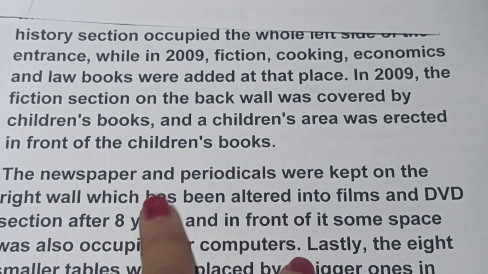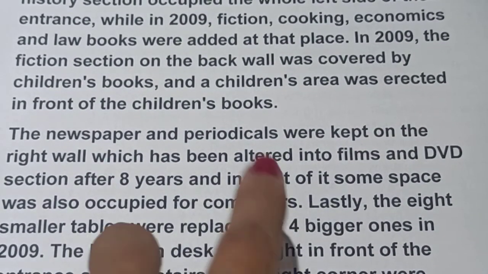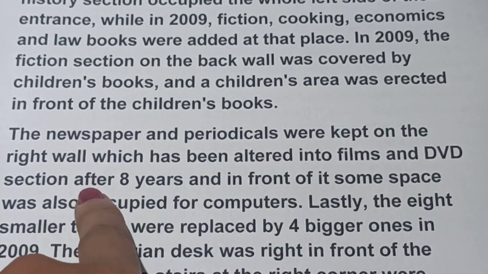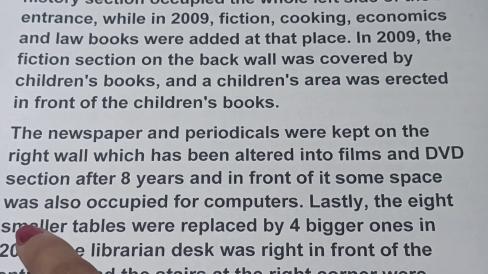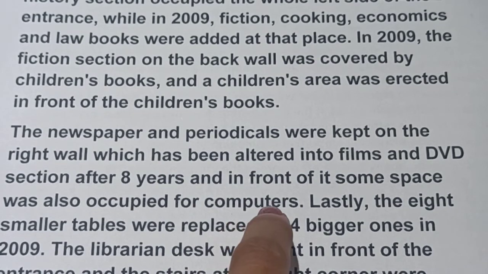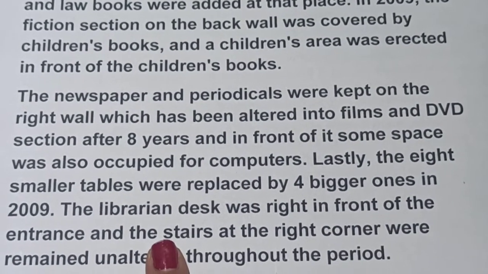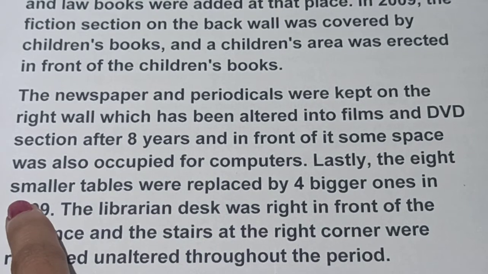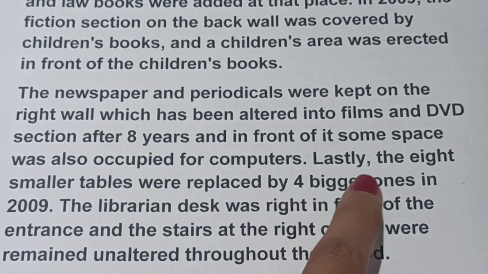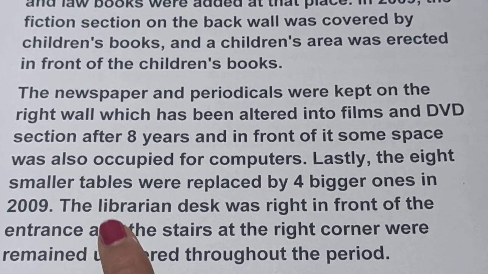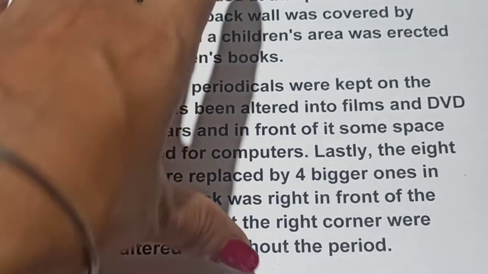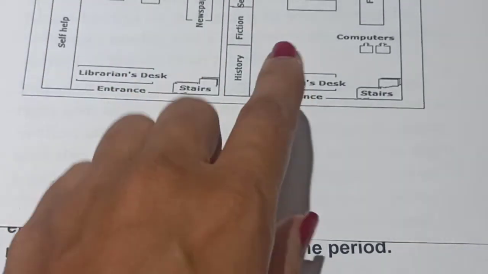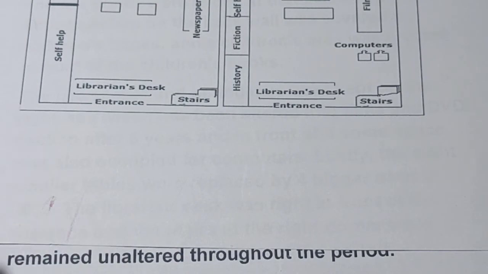The newspapers and periodicals were kept on the right wall, which has been altered into a films and DVDs section after 8 years, and in front of it some space was occupied for computers. Lastly, the 8 smaller tables were replaced by 4 bigger ones in 2009. The librarian's desk was right in front of the entrance, and the stairs at the right corner remained unaltered throughout the period. So these two things remain unaltered throughout the period.